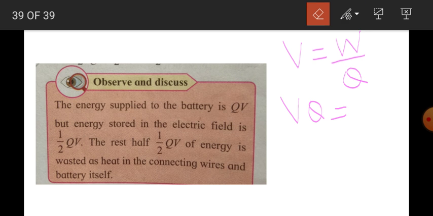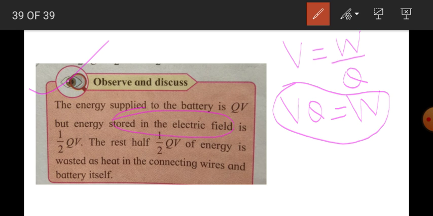Let me write it this way. This work done is stored as potential energy in the capacitor. Now this is mentioned in your class 12 physics textbook: half the energy will be stored as an electric field and half is wasted as heat. So the energy stored by the capacitor will be half of this energy, meaning half of V into Q. So this is the energy stored by the capacitor.